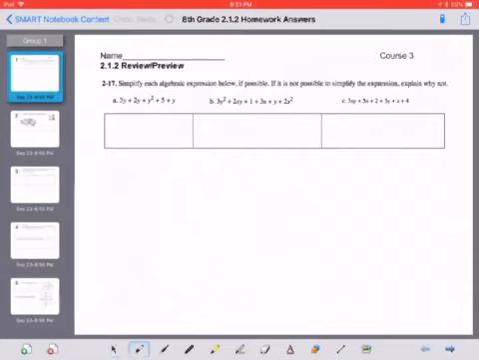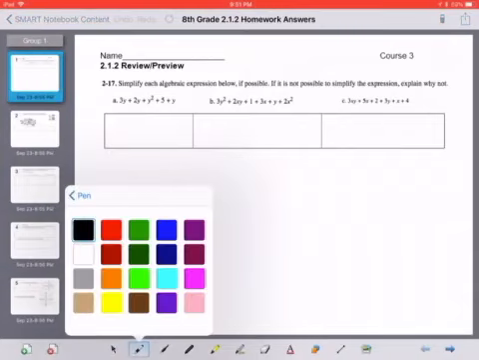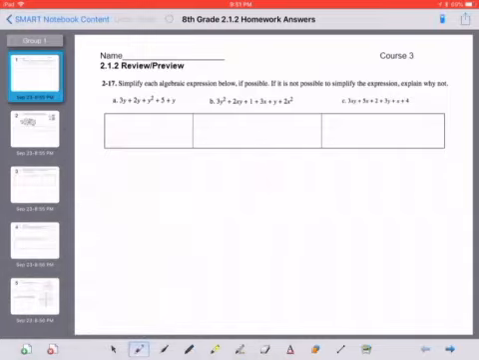So the first section says to simplify each algebra expression below, if possible. If not possible to simplify the expression, explain why not. So in the first one, we can simplify. We have several y's that can go together, and then the y squared and the 5 actually stay by themselves. So we can actually just write down it's y squared plus 5 plus 1 is 6y plus 5.